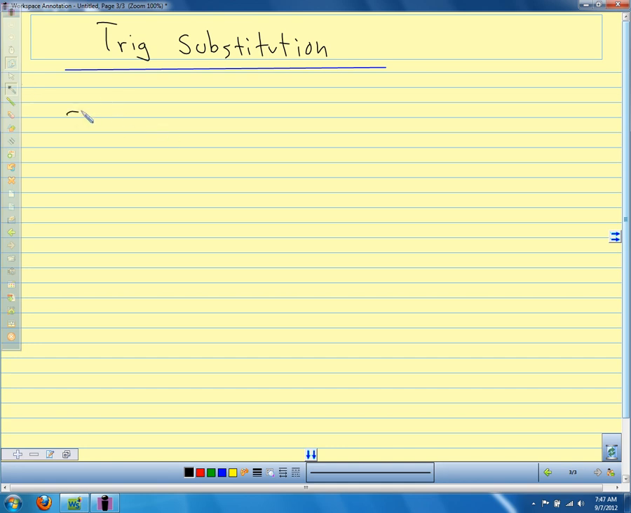So, trig substitution is usually used when we have our forms a squared minus u squared, square root of a squared plus u squared, and the square root of u squared minus a squared, where a is some constant and u is some function. We can use it for other forms of integrals, but these are the forms that when you see them, they suggest trig substitution.